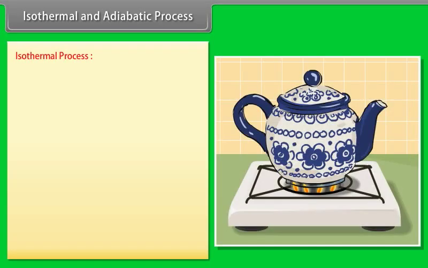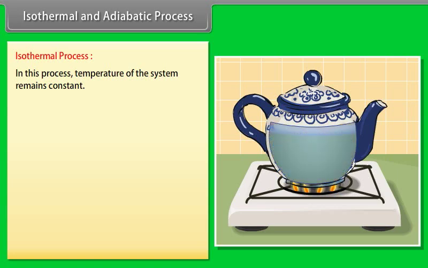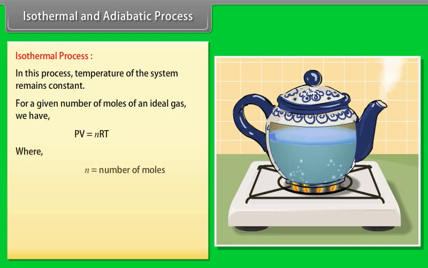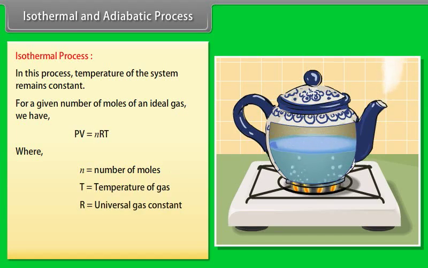Isothermal and adiabatic process. Isothermal process. In this process, temperature of the system remains constant. For a given number of moles of an ideal gas, we have PV is equal to nRT, where n is equal to number of moles, T is equal to temperature of gas, R is equal to universal gas constant. Since T is constant, therefore PV is also constant.